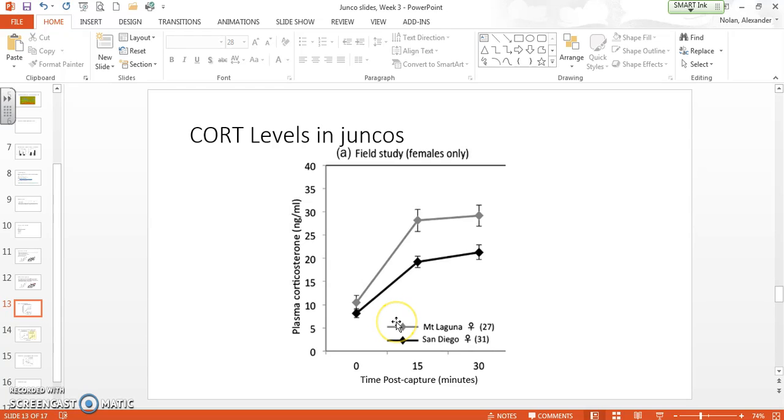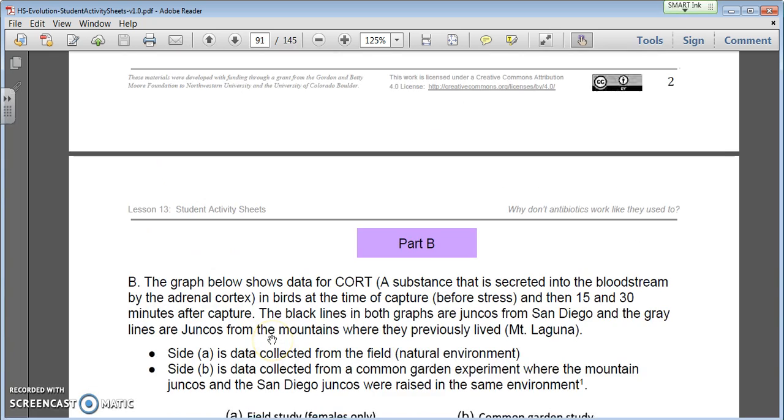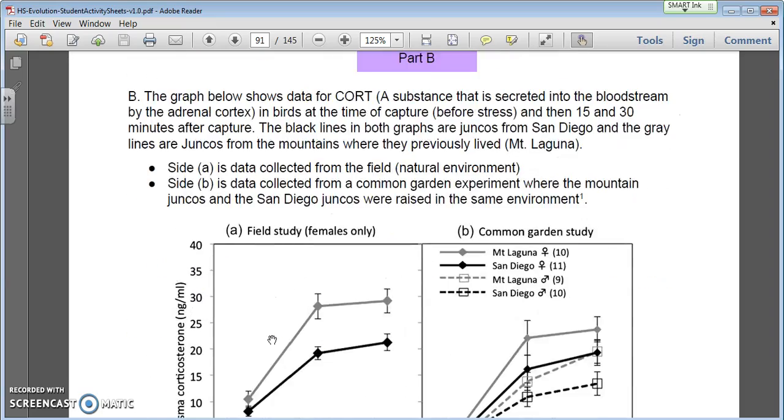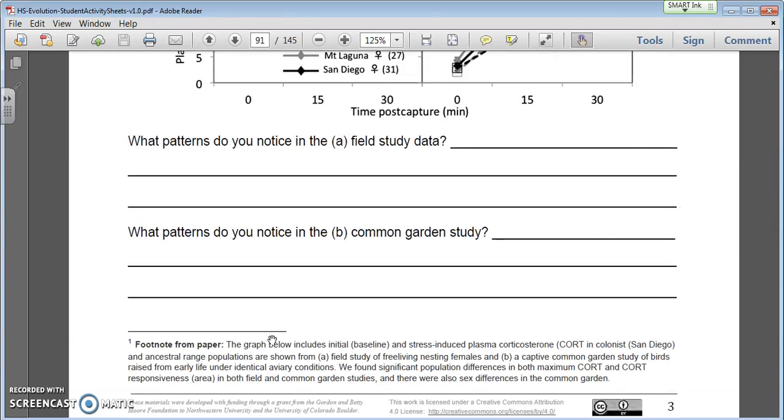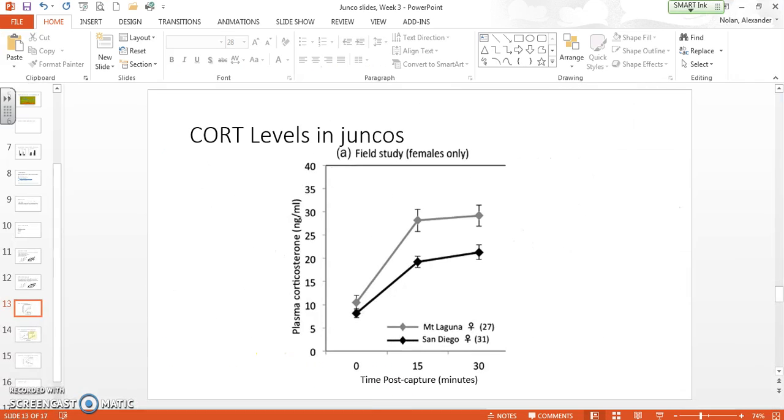And what I want you to do in your packet, there's some questions, and I'll show you what those look like. Those questions are over here with part B. I want you to respond to some of these questions after looking at these graphs, these 3 questions after the graphs. I want you to respond to these.